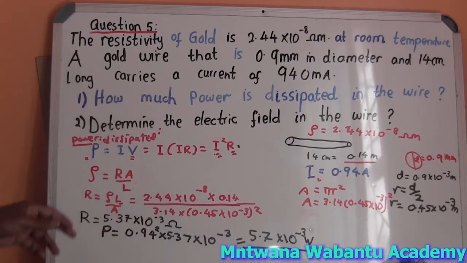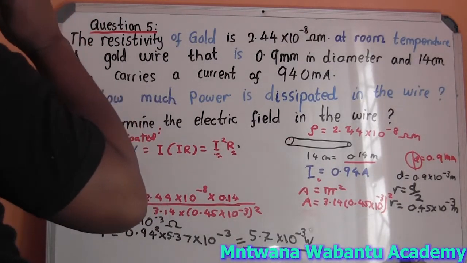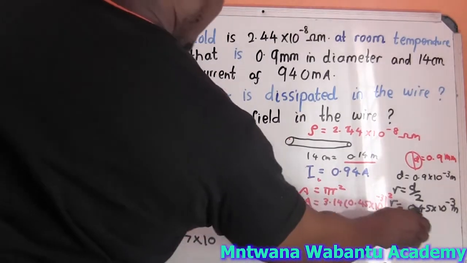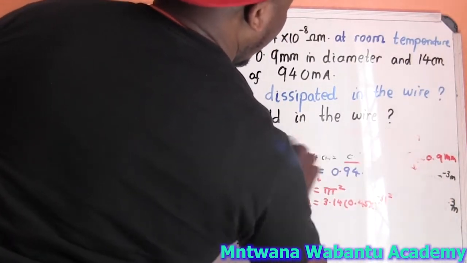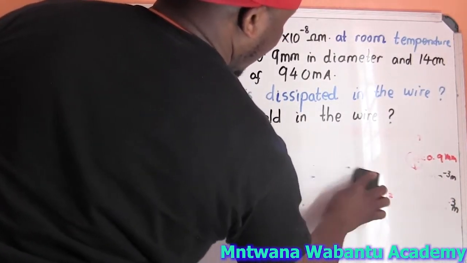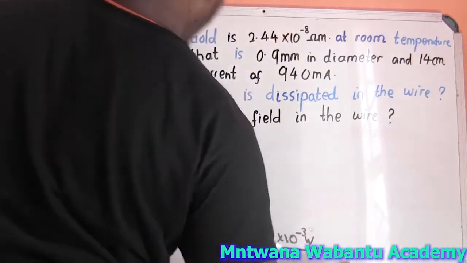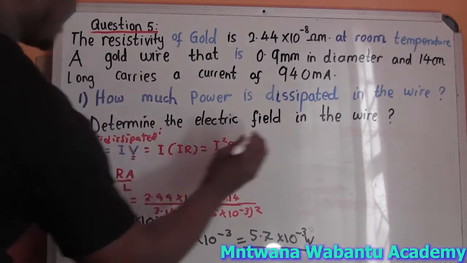Now we want to determine the electric field in the wire. This is very easy, man. So now the electric field in the wire. So I'm going to erase this part here. Okay, let's get the electric field in the wire. So there are two methods of solving this. So this was number 1, number 2 is the electric field.